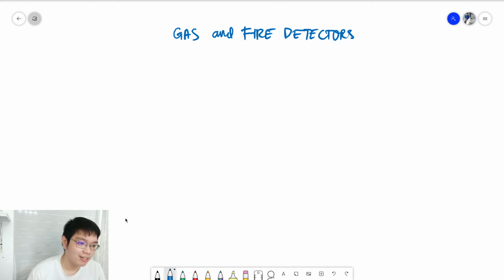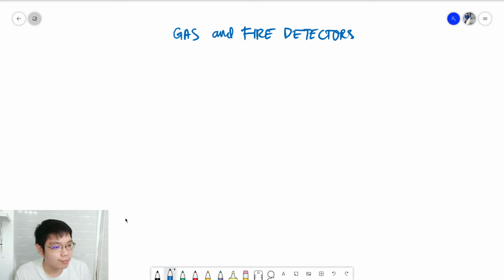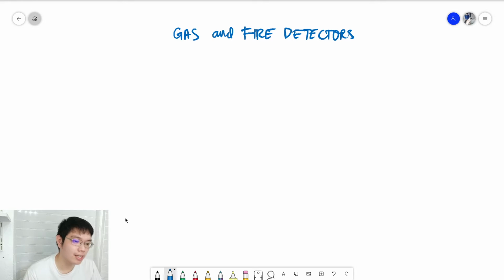Alright, so gas and fire detectors. These are detectors that, as the name suggests, detect for the presence of certain types of gases in the air, as well as detectors that sense the presence of fire. So let's go right into it.